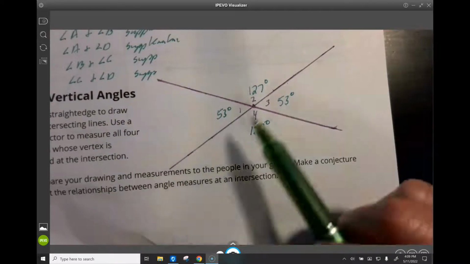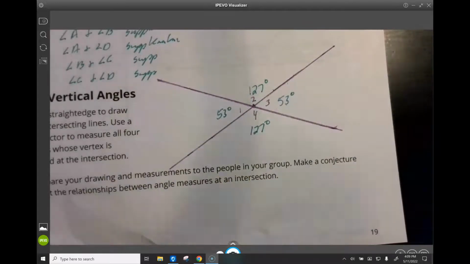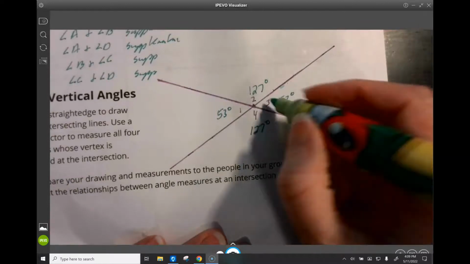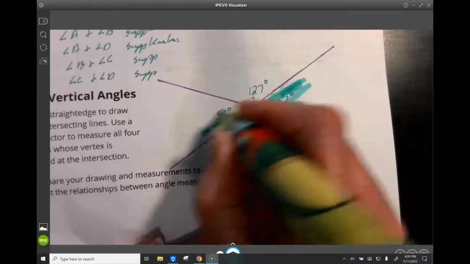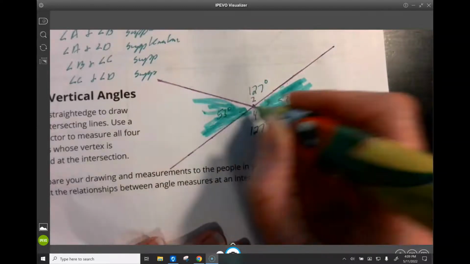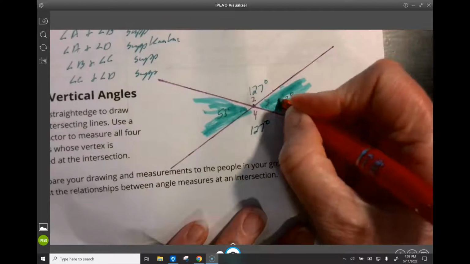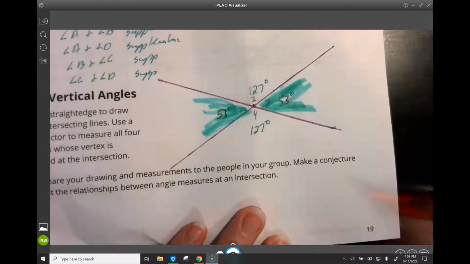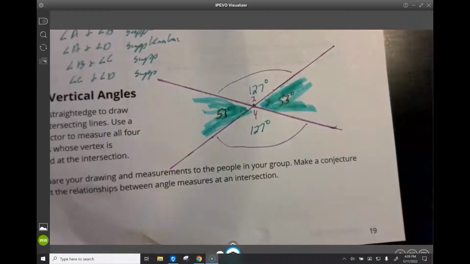That'd be a rare chance. But do you notice that these angles right here are the same measure? Those are the same measure, aren't they? Okay? If I had another highlighter, but now you can't see my numbers. This is 53. This is 53. I would notice that this angle is the same measure as that angle. That's not a coincidence. That is actually going to be true every single time.